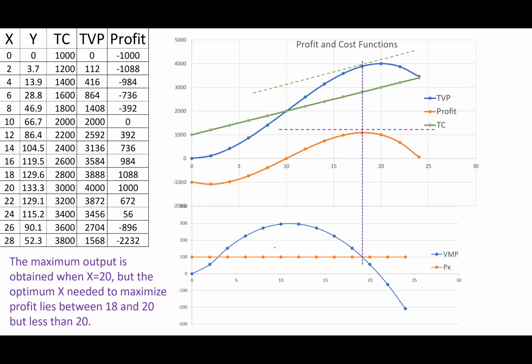So this is a reproduction again of the textbook table. And so I drew the total value product function. This is the total cost function. And this is the profit function.